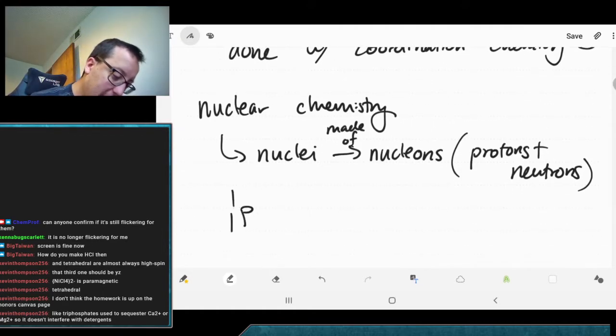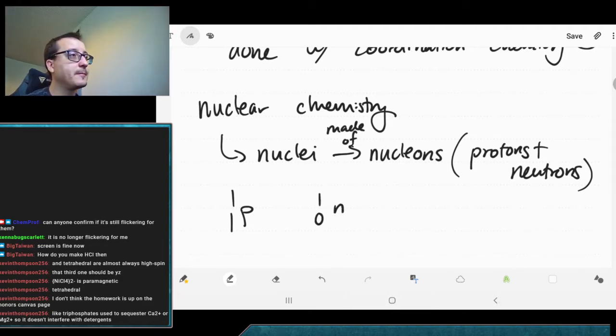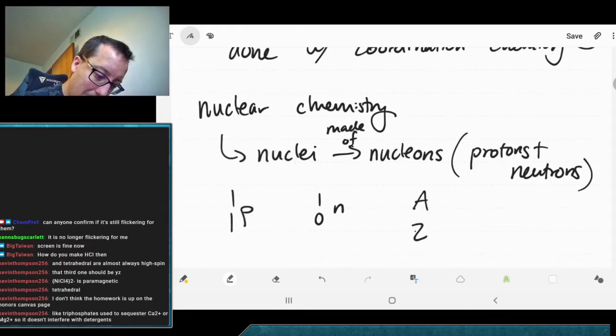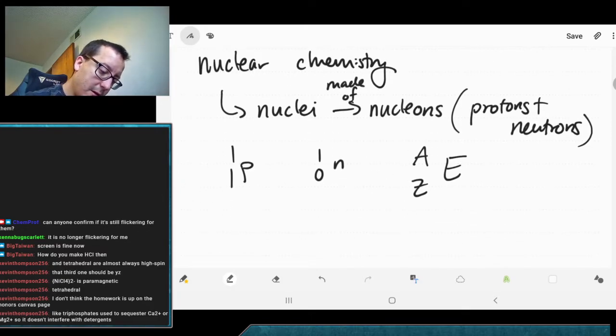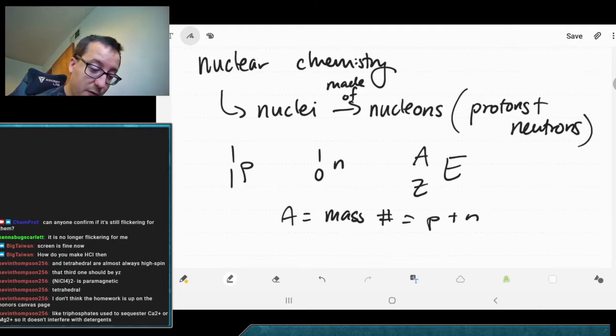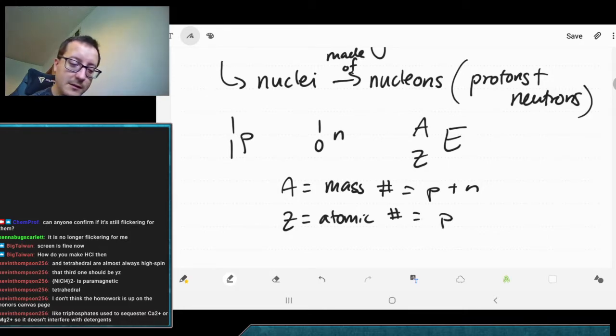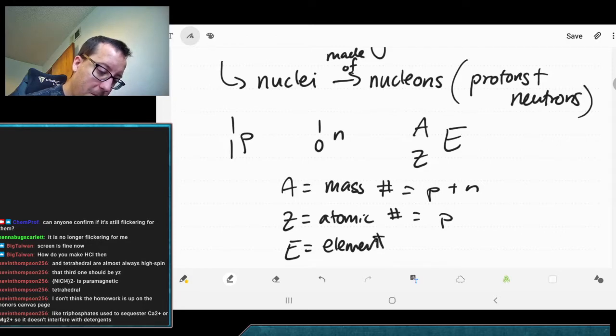Typically, we'll write protons like this and neutrons like this, where just like before, we have your mass number, A, which was your protons plus neutrons, or the number of nucleons you have. Z is your atomic number, which is your number of protons, and then E was your element symbol. So this is kind of a refresher here.